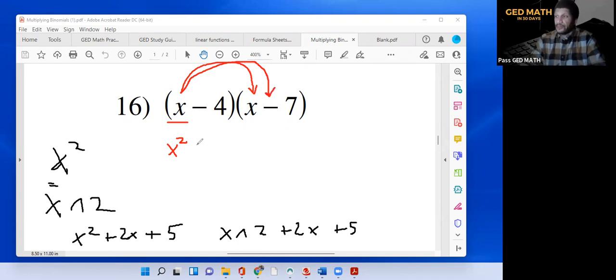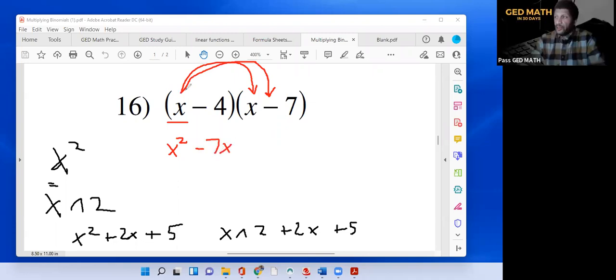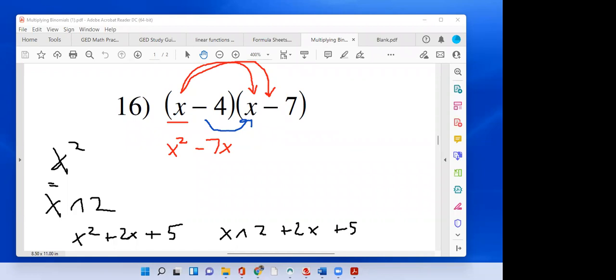What's minus seven times X? Negative 7X. I'm gonna change my color here. Now I'm going to multiply my second term in the first parentheses by everything in the second parentheses. So minus 4 times X gives you what? Minus 4X.